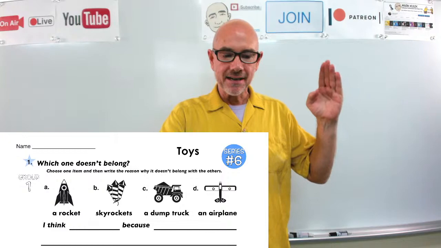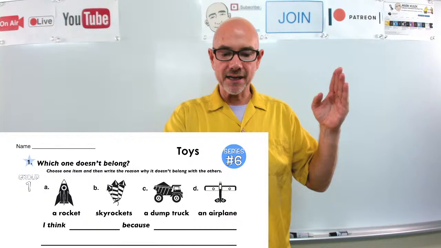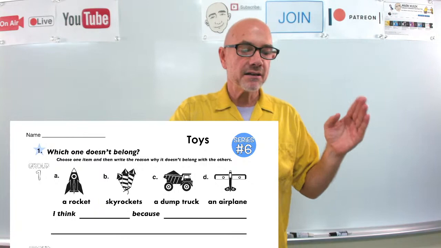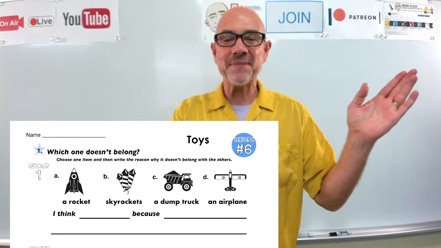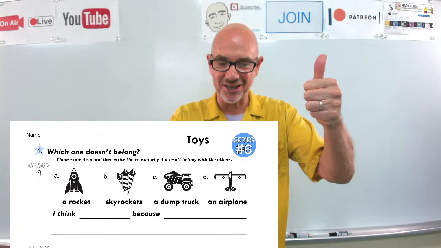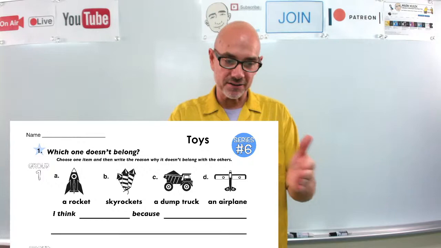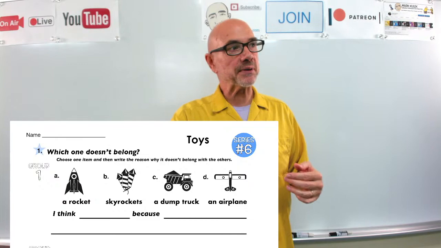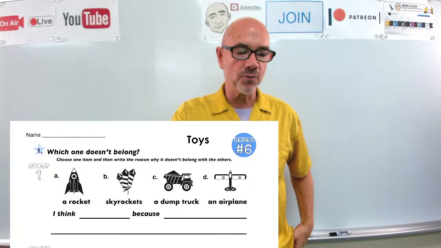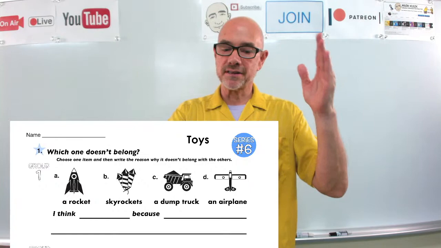Okay, Alice says, the rocket doesn't belong because not a lot of people can use a rocket. Oh, okay, good. Alice says, a rocket doesn't belong because not too many people can fit in a rocket, right? Not many astronauts can fit in a rocket. That's for sure. Okay, that's a good one. Okay, Umesh says, dump truck, it has big wheels. Yes, yes, yes. An airplane has big wheels, right? For landing and taking off, it uses wheels. But yeah, for sure, a dump truck has larger wheels than a car does. That's for sure.